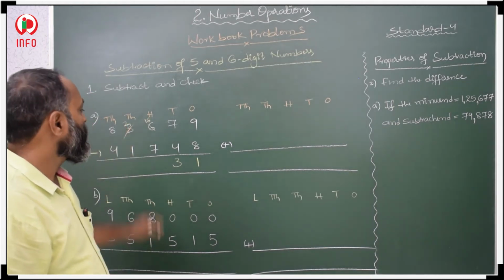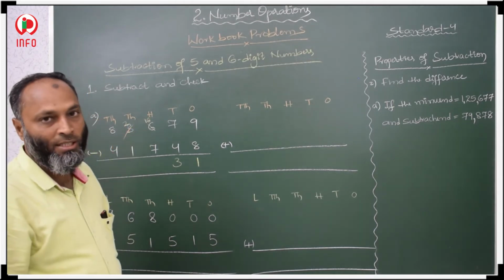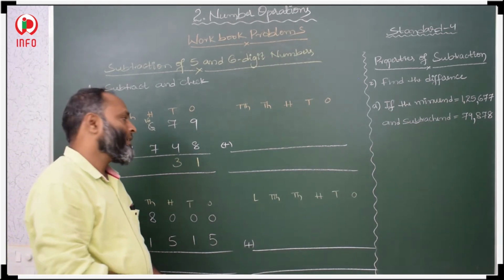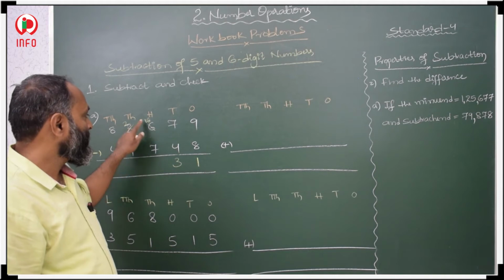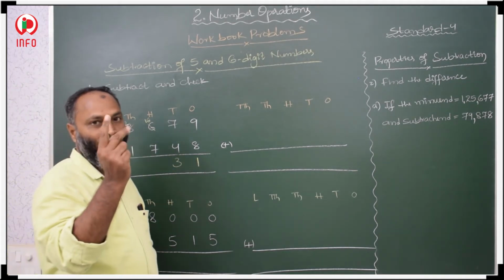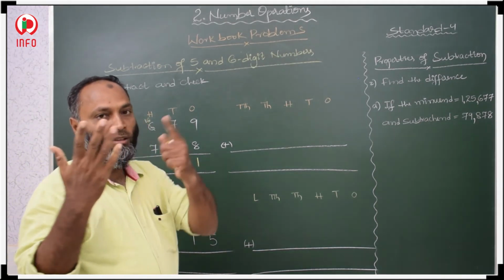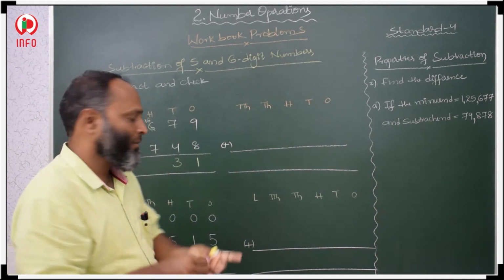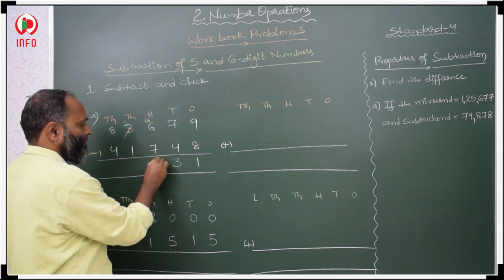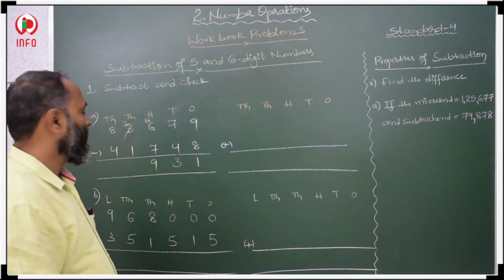Now 16 is greater than 7. Now we can minus. How to minus? Here 7 is there. From 7 to 16 you have to count: 8, 9, 10, 11, 12, 13, 14, 15, 16. Total how many? 9. Here 9. 16 minus 7 is 9.